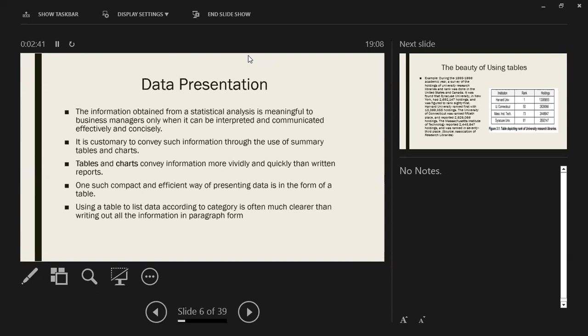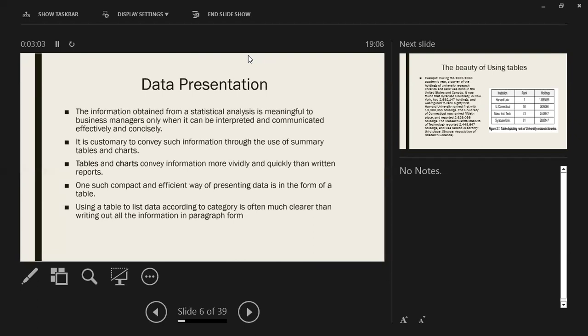All right, so now let's look at ways of presenting data. When you want to present data, you have collected your data, you have summarized your data, you have interpreted your data, you have analyzed your data. Now you want to present that data to your audience. So that's what we're going to look at now.